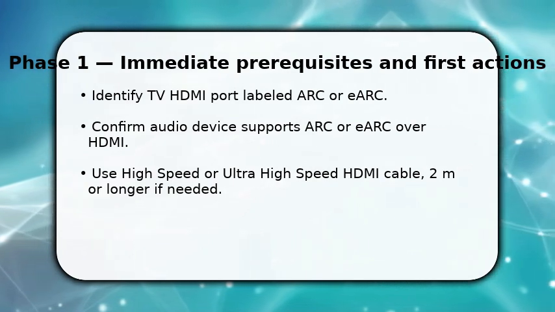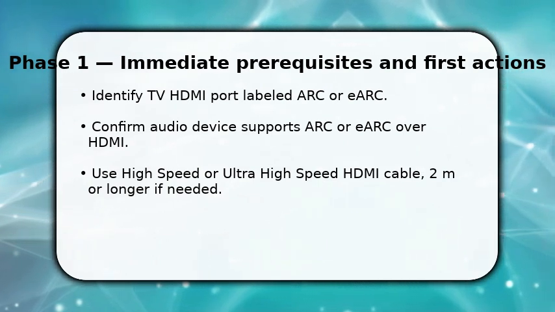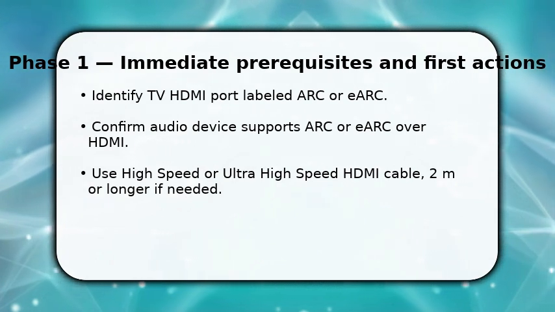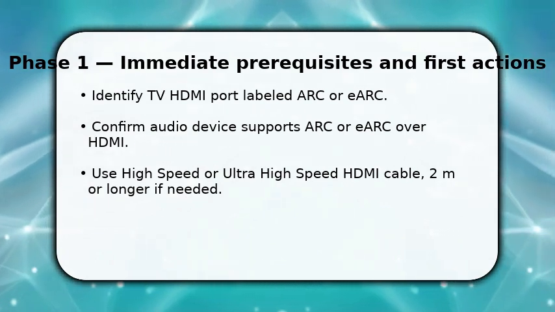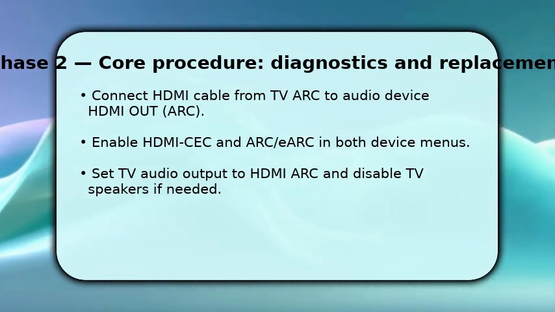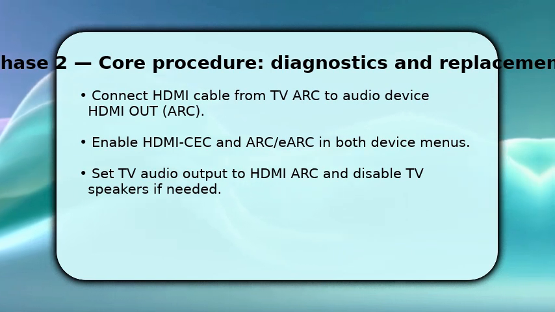Make sure the audio device is set to accept HDMI input. If you have multiple devices, label the cable so you avoid swapping ports later. Now plug the HDMI cable into the TV ARC or eARC port and into the audio system's HDMI OUT ARC. Power on the TV, then the receiver or soundbar.